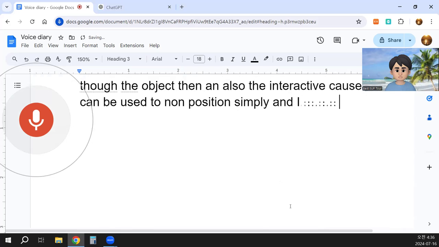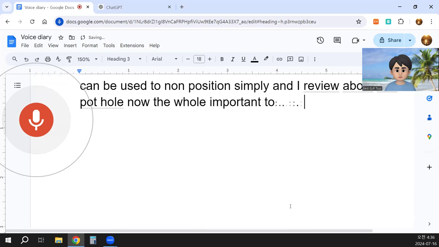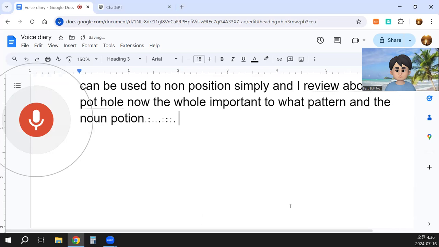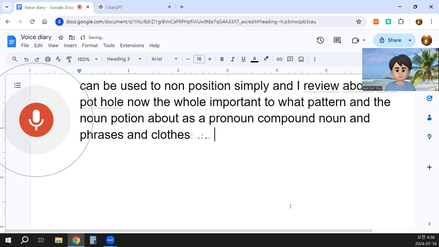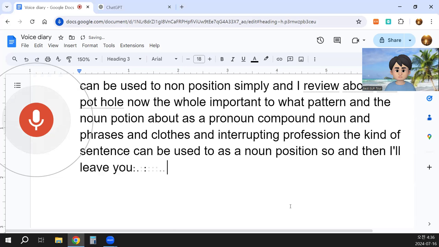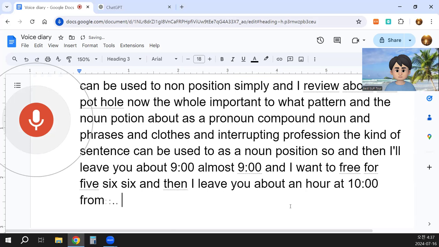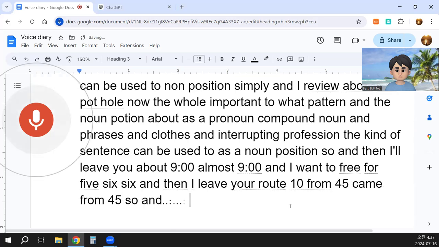Simply, I reviewed the part of noun: the four important word patterns and the noun positions, as a pronoun, compound noun, phrases, clauses, and interrogative clauses. That kind of sentence can be used in a noun position. So I'll leave you with noun 10 from the 45.